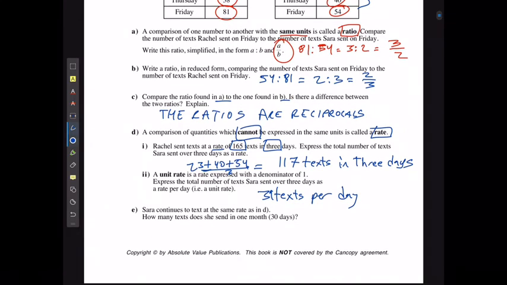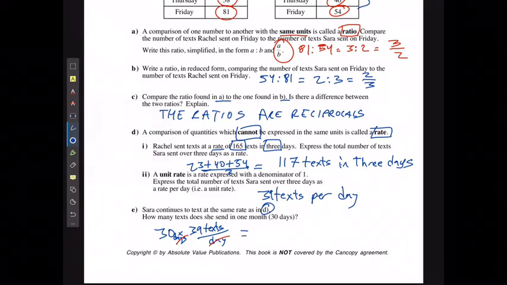If Sarah continues to text at the same rate we just found, how many texts does she send in 1 month, which is 30 days? Well, I'm going to have 30 multiplied by 39 texts per day, and this is 30 days. The days will cancel out. I'm just left with a total of 1,170 texts in 1 month.